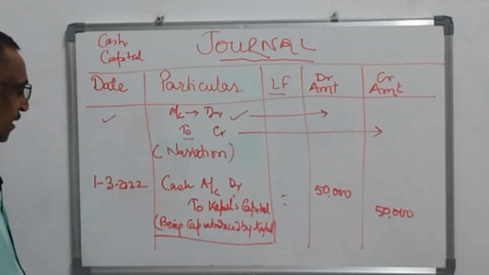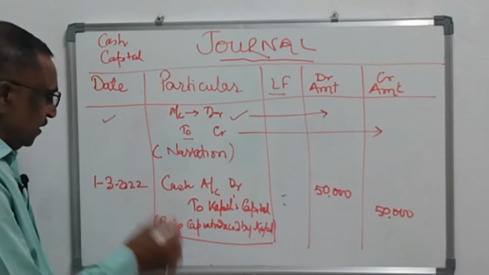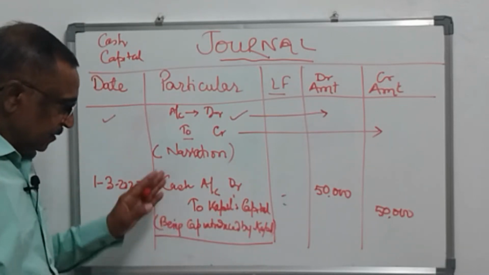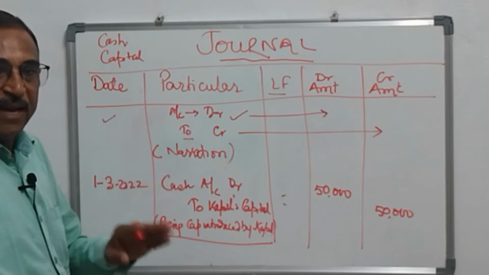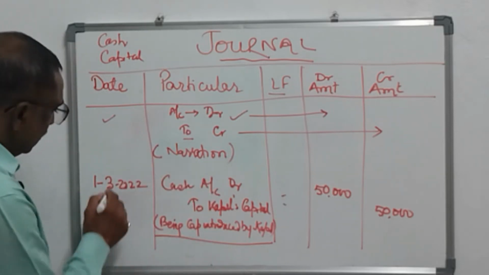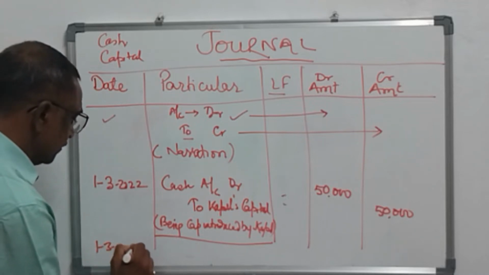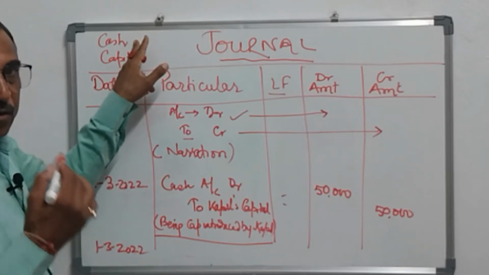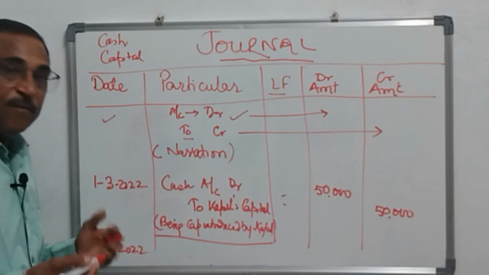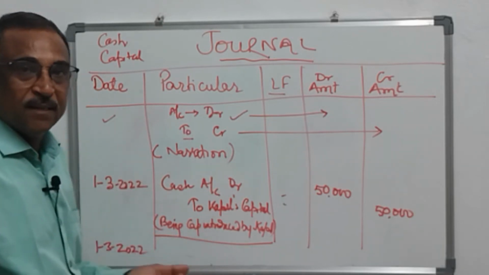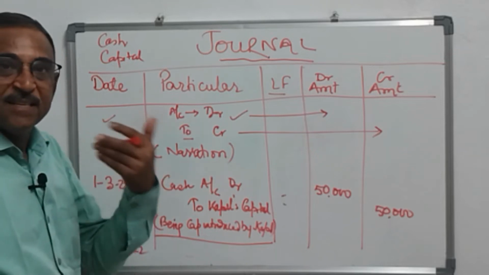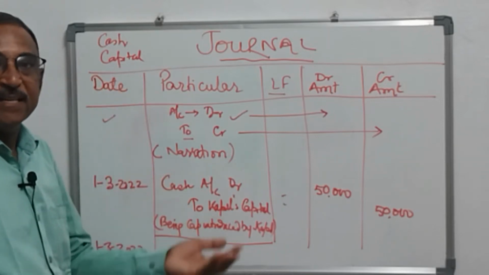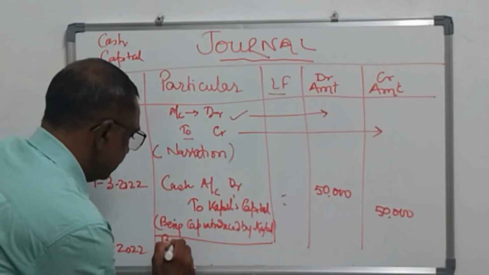And suppose the next entry is on the same date, deposited into bank 10,000. The business opens a current account with the bank and deposits 10,000. So on the same date we will write deposited into bank. The cash will reduce, what goes out is credited, and we are going to get our bank account opened. Bank is an institution, so bank is receiving money from our business. So debit as per the rule of personal account, debit the receiver. So bank account will be debited.